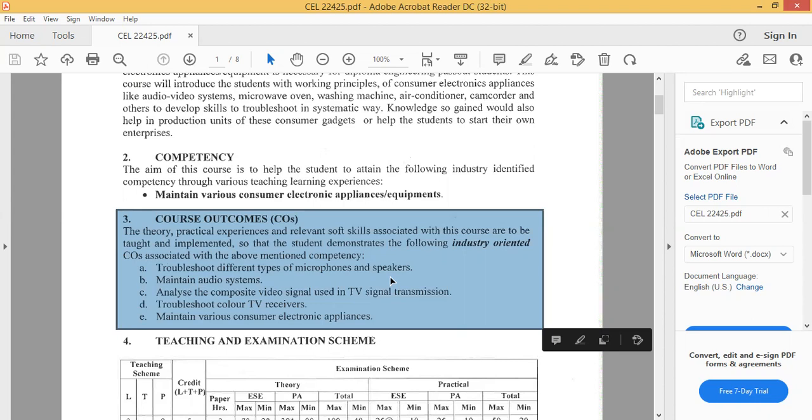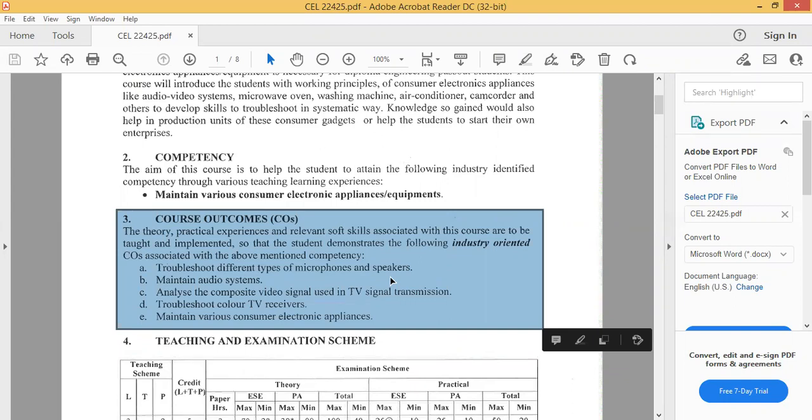Then the third course outcome is to analyze the composite video signal used in TV signal transmission. See, your most important consumer electronic device is the television. Almost every house has at least one television set. So what is actually TV signal transmission? How the data is transmitted, how the data is recorded, and how data is displayed on the TV set. All these things come under TV signal transmission.